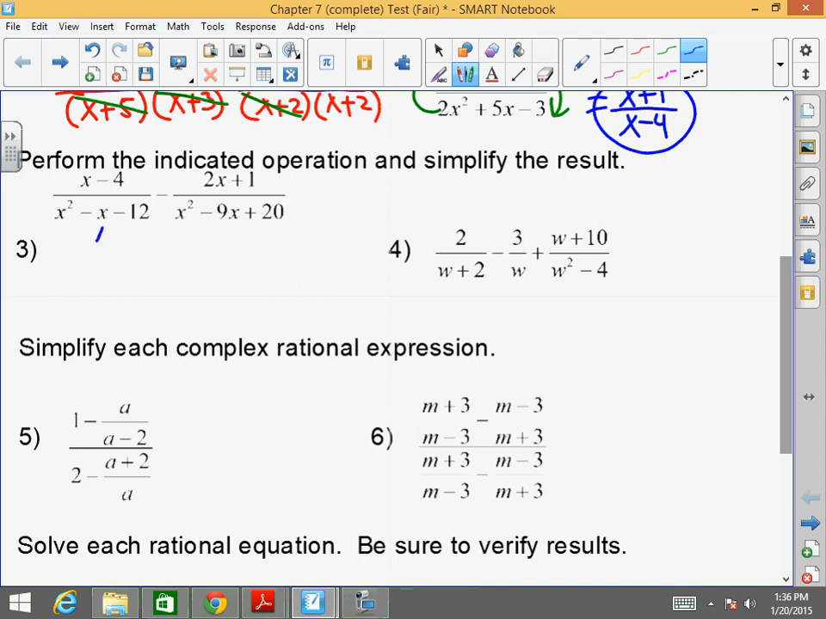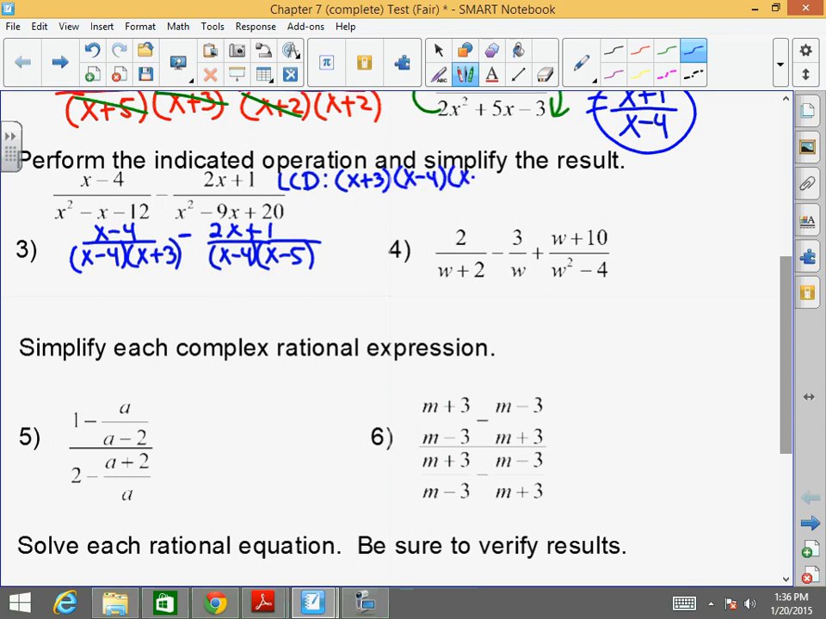So first we have to factor and find the common denominator because we are adding them together. So this is x minus 4 over x plus 3 minus 2x plus 1 over x minus 4 times x minus 5. My LCD here, very good, son. It's x plus 3 times x minus 4 times x minus 5.